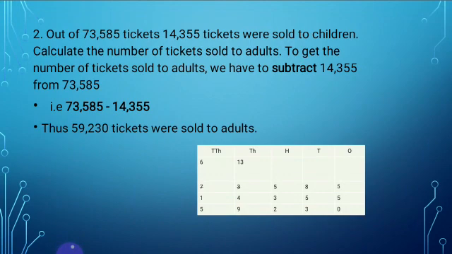To get the number of tickets sold to the adults, we have to subtract 14,355 from 73,585. Again here, we arrange the numbers one below the other as per the place value. The difference that we get will be the number of tickets sold to the adults, that is 59,230. In this example, if you see, in subtraction, we need to borrow from the higher place value when the number is smaller to be subtracted.